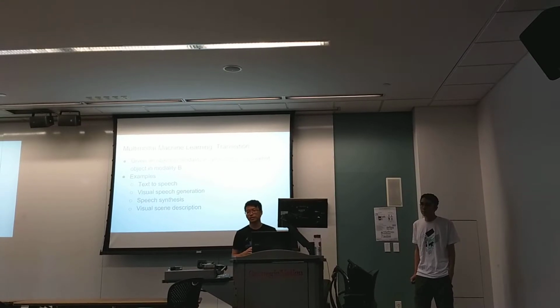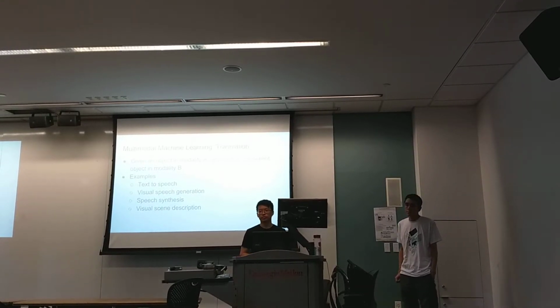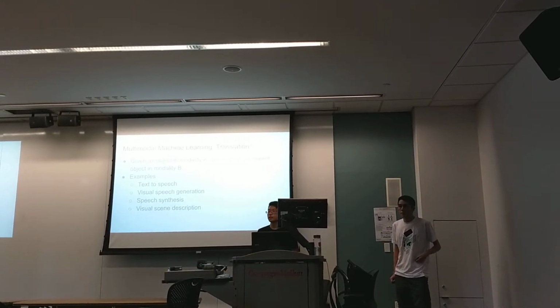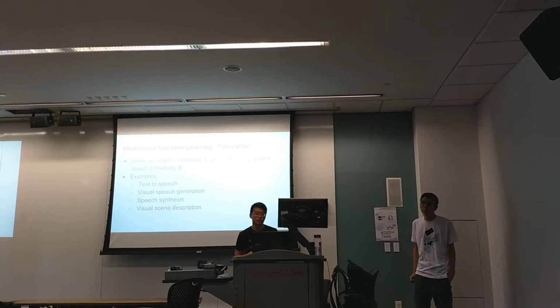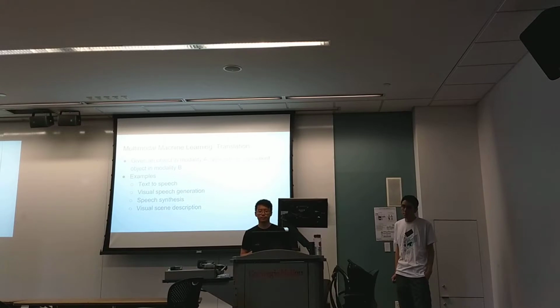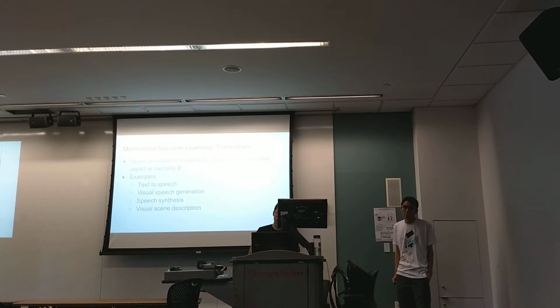Visual scene description is an area of multimodal research that's been very popular recently, and for the most part involves trying to caption images and videos in a way that increases computers' understanding of those images.